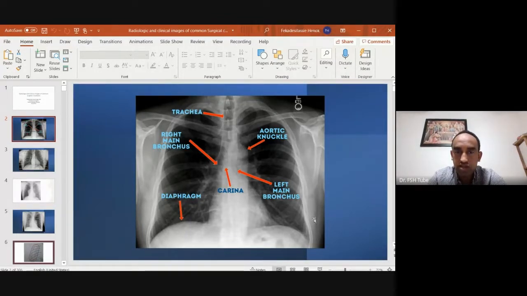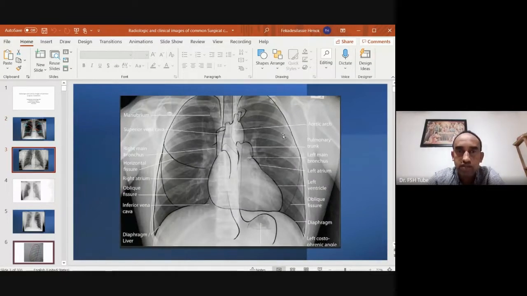So this is a subcutaneous fat pad. Some abnormalities might be seen, like a mass, air in the subcutaneous tissue, and things like that. And here you have the clavicle, and you have to see if there is any fracture or not, and the vertebral column. Sometimes you may be able to see the bone, especially if it is over-penetrated. So this is further trying to illustrate the landmarks in the chest X-ray.